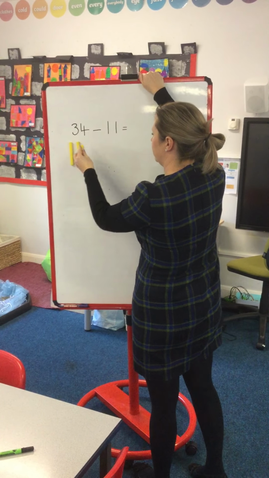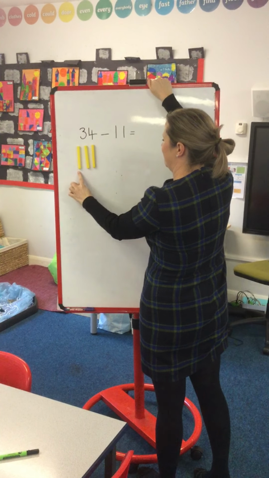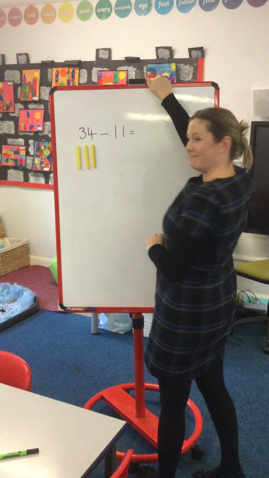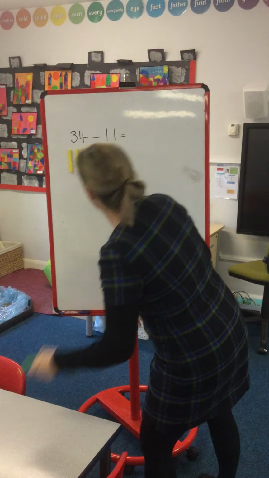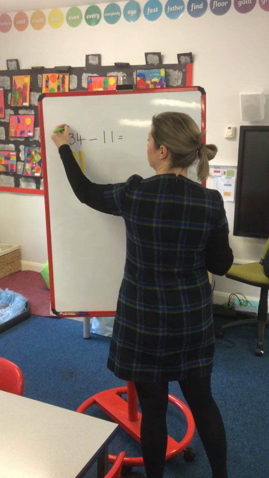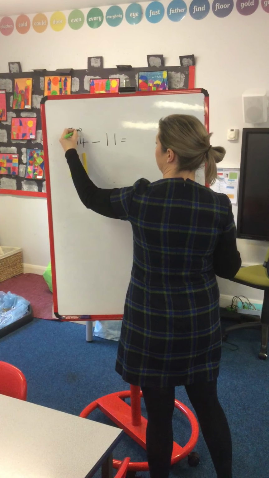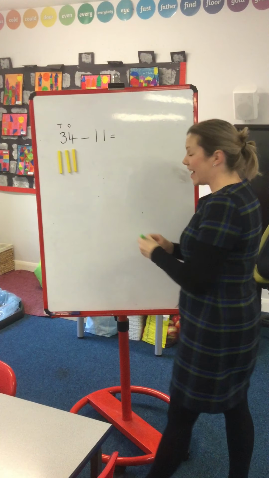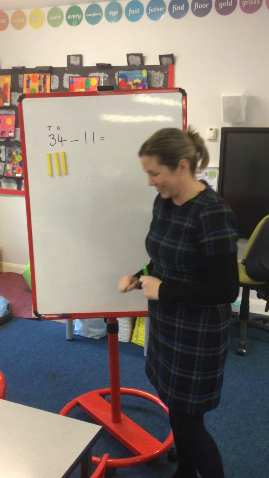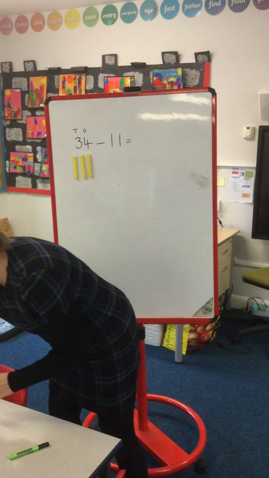Should we count them while Miss Eckett's doing it? Are you ready? 10, 20, 30, stop. Oh, well, what do we need next? I'll tell you what I've forgotten, Mr. Neeson. I've forgotten to actually talk about that number first. Oops. Because there are 3 tens and there are 4 ones. So I'm going to get my 4 ones.